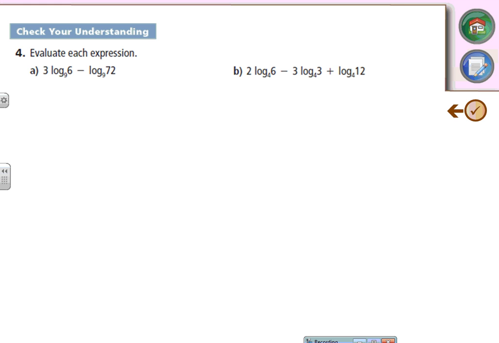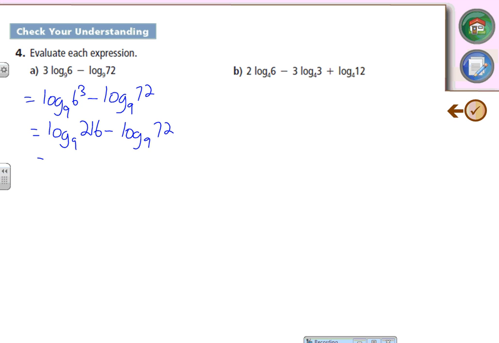So first move, let's bring that coefficient up. So we've got log base 9 of 6 to the 3 minus log base 9 of 72. 6 to the 3, that's 216. So log base 9 of 216 minus log base 9 of 72. We're subtracting, so let's divide, taking it from 2 logs into 1 log. Log base 9 of 216 over 72. Dividing that gives us log base 9 of 3.